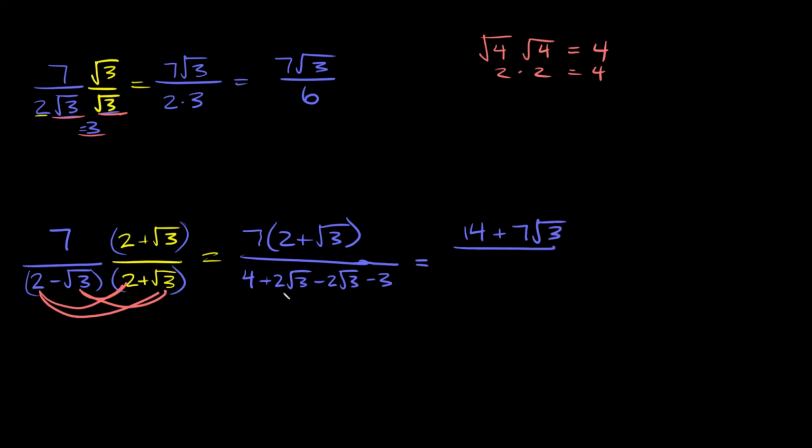So we can simplify some stuff, right? So here we have positive 2 root 3 minus 2 root 3. So that just equals 0. So then on the bottom, we really just have 4 minus 3, which is equal to 1. Okay, so 14 plus 7 root 3 divided by 1. Well, anything divided by 1 is just itself, right? So then this is equal to just 14 plus 7 root 3, right? So that's your final answer.